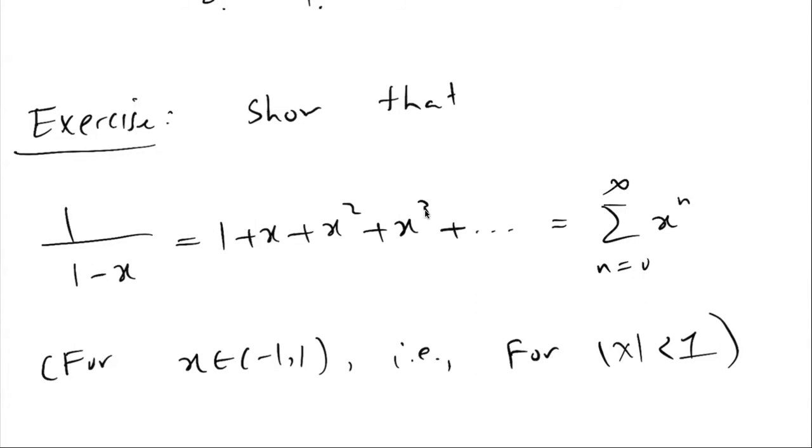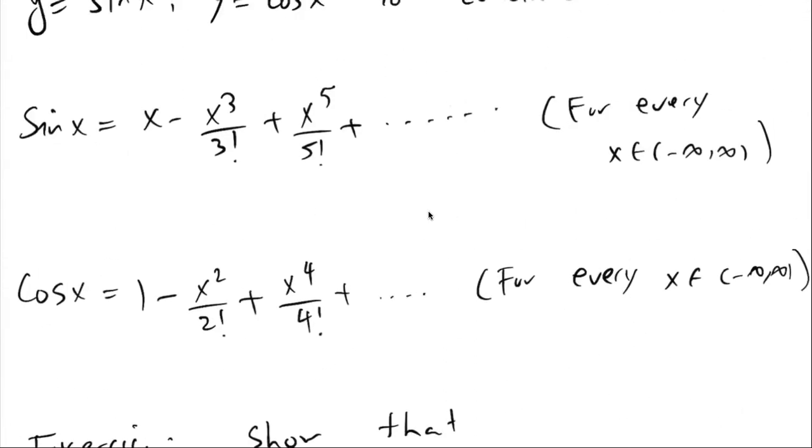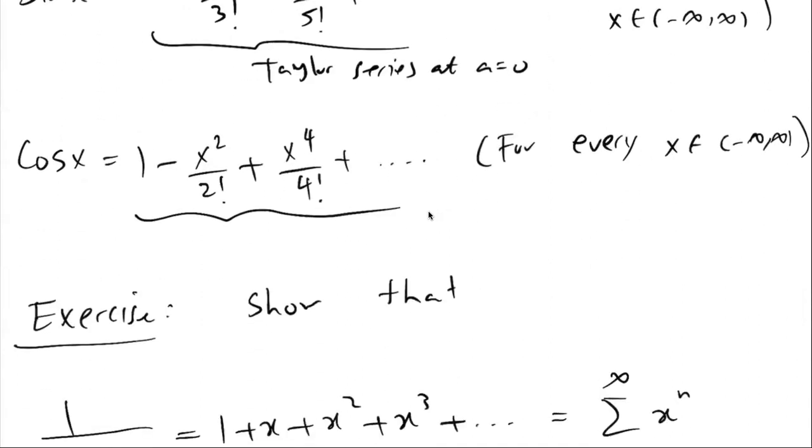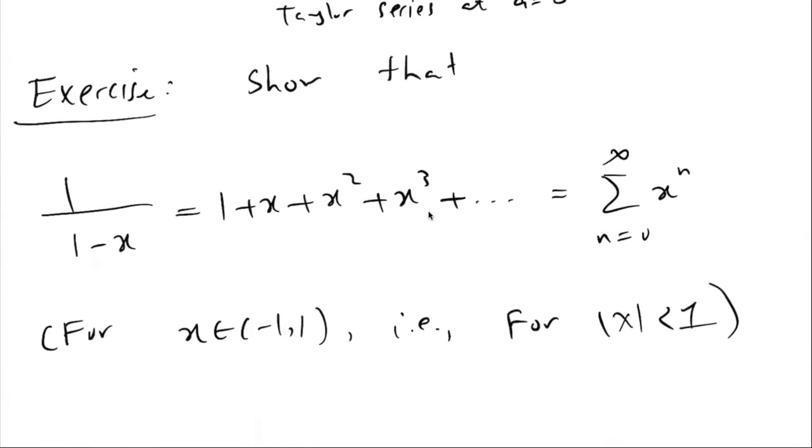So this one is the Taylor series. All of these are Taylor series at a equals 0. This one also is a Taylor series at a equals 0. And this one also is a Taylor series at a equals 0.